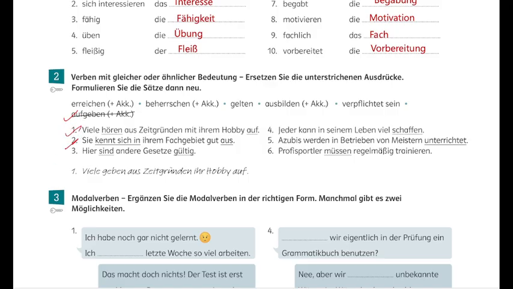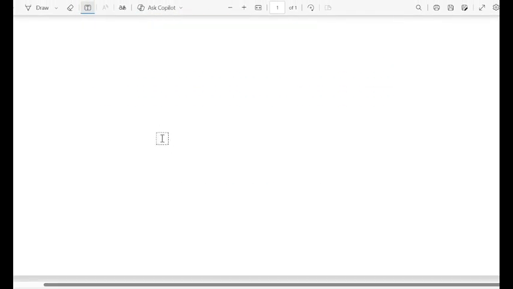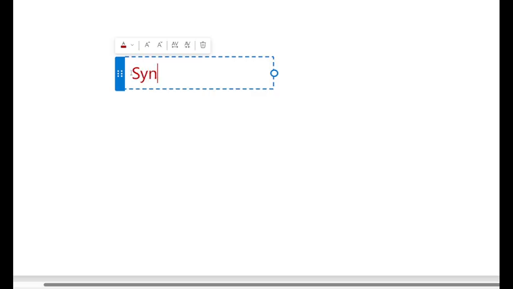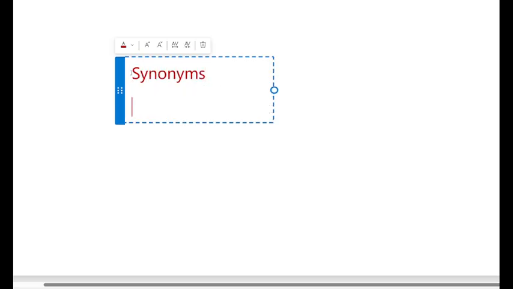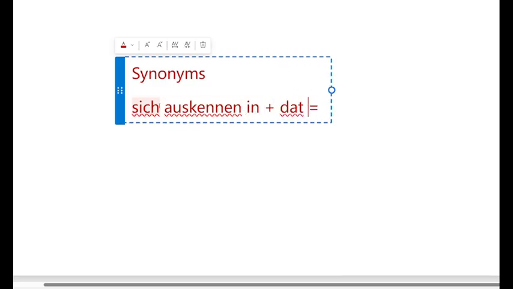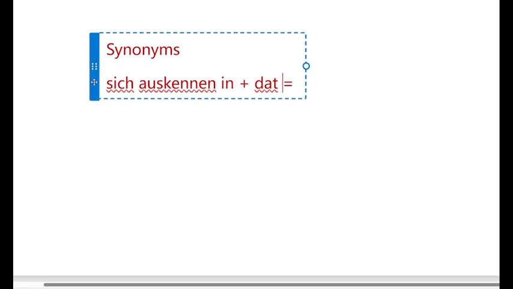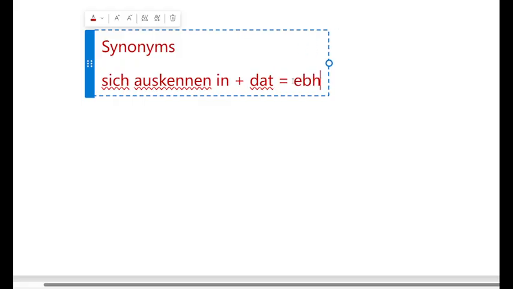Sie kennt sich in ihrem Fachgebiet gut aus. Okay. We can do one thing. Let us write the synonyms here. Okay. So we have, let's do another one. Auskennen, sich auskennen. Okay. Sich auskennen is about being familiar with something. Okay. So here sich auskennen in, in plus dative. So we can substitute this verb with beherrschen.